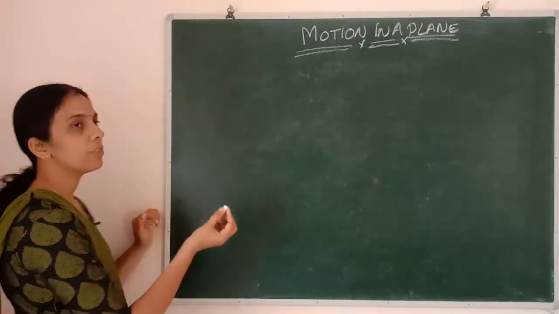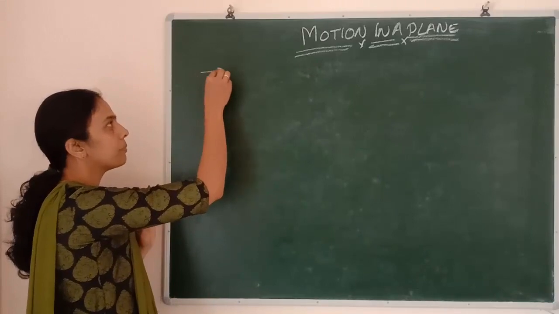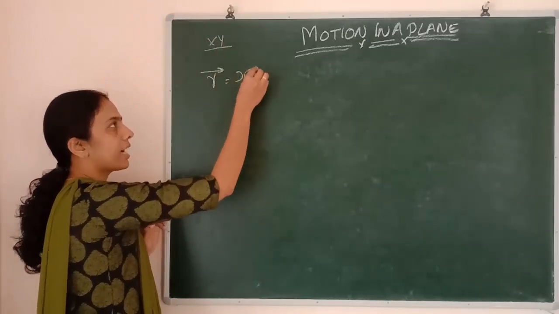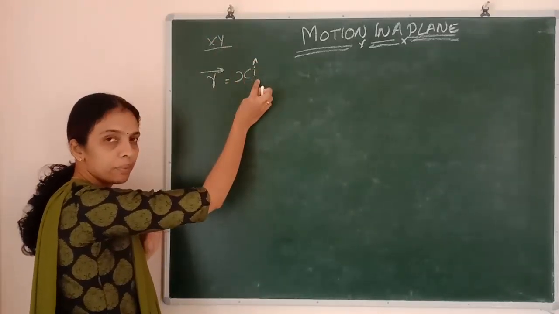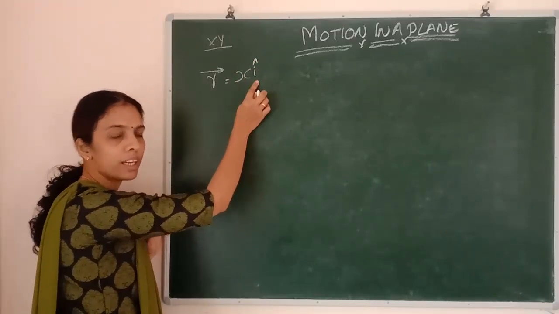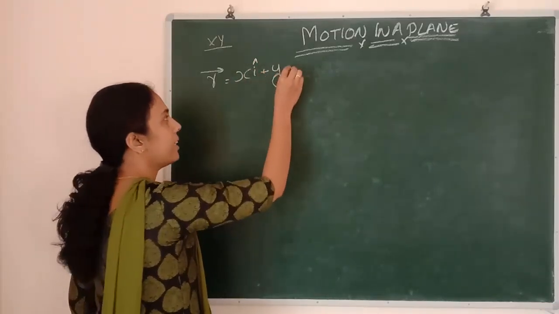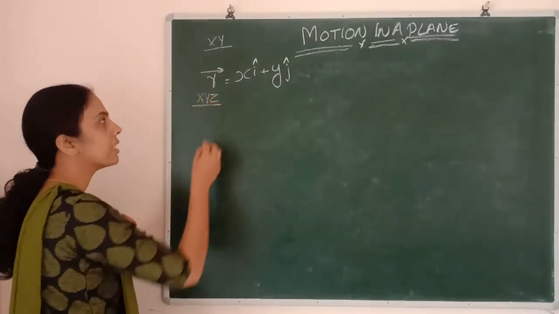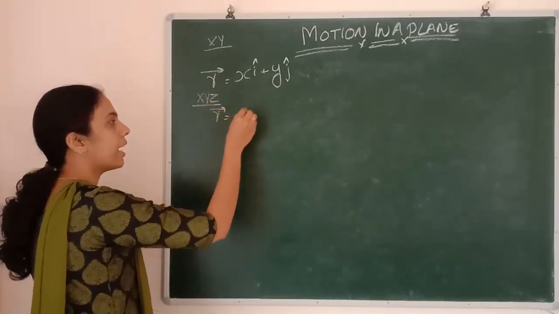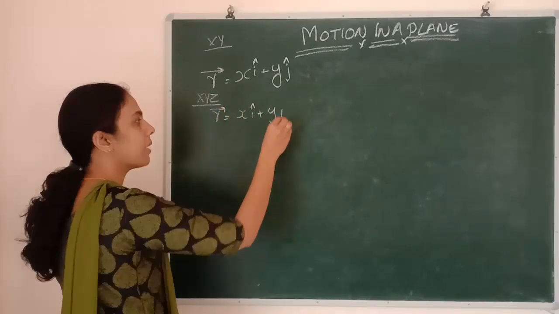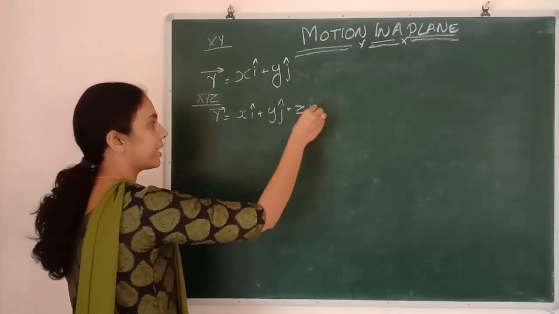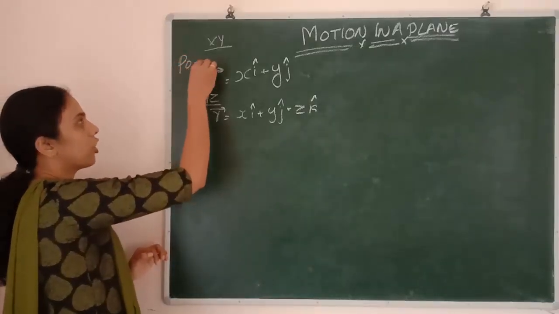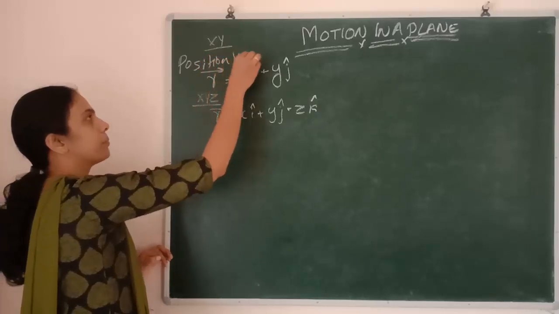So in that, how are we representing the position vector if it is in an xy plane? Yes, x i cap, what is this i cap? It is the unit vector along the x-axis, plus y j cap. If it is in a three-dimensional way, how can we represent it? R equals x i cap plus y j cap plus z k cap. This is how we will be representing the position vector. This is the representation of the position vector.